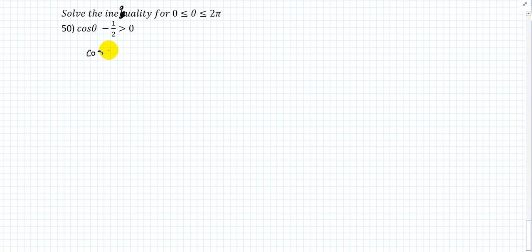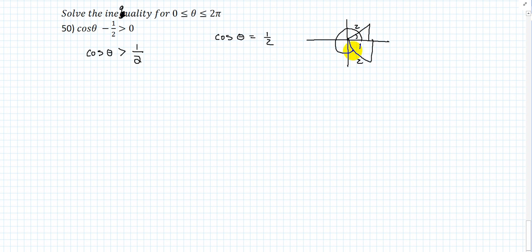So what this means is we have cosine theta. If we add 1/2 to both sides, we get, when is it bigger than 1/2? This is on page 460. Well, let's find out when it's equal to. So on these problems, figure out where it's equal to 1/2. Since it's between 0 and 2 pi, we have two possible locations. We have 1/2 here, and we have 1/2 here. So we have this angle, and then we have all the way around.